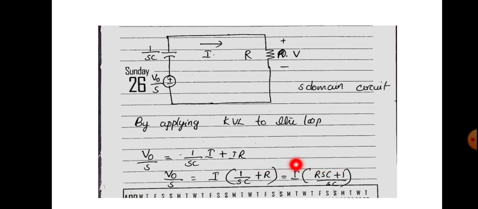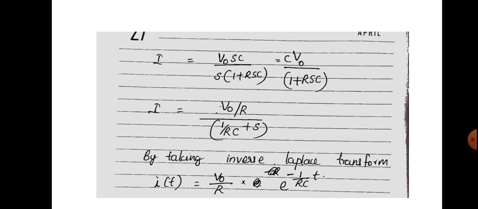From this equation, V0 is the initial charge and I is an unknown quantity. So I can be found from this equation. By rearranging this equation, we get I equal to V0 into SC divided by S into (1 plus RSC). This is a simple rearrangement of the above equation. So finally this gives C into V0 divided by (1 plus RSC). See, S and S get cancelled and we get this equation.